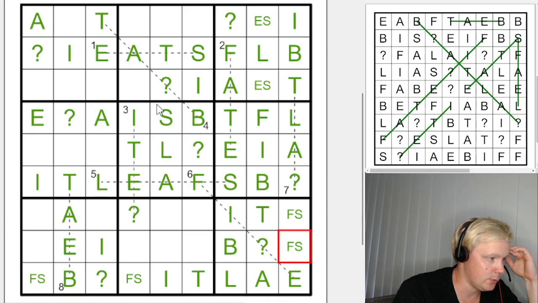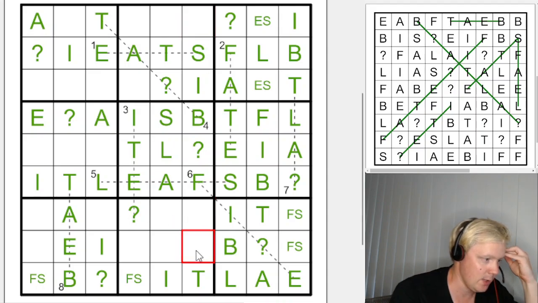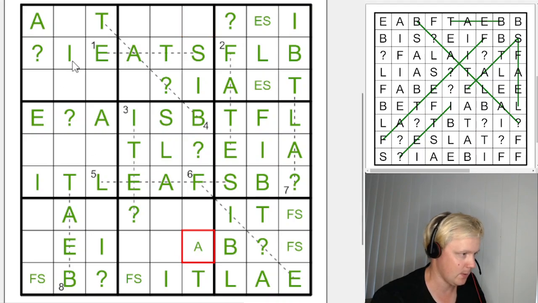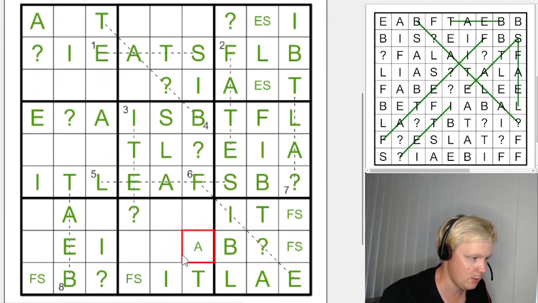What about then? What should we look at next? How about this column here? So in this column, we need, so the letters were A, B, E, F, I, L, S, T, and question mark. So we need A, E, and L, right? A, E, L. That can't be A. That can't be A. So A, the only option for A is here.